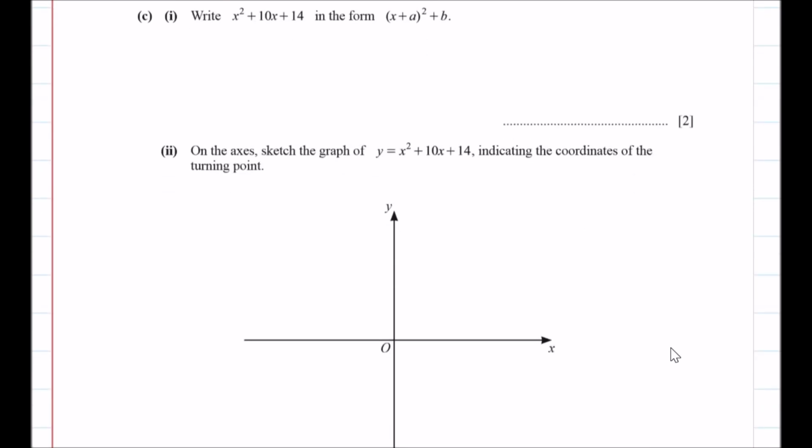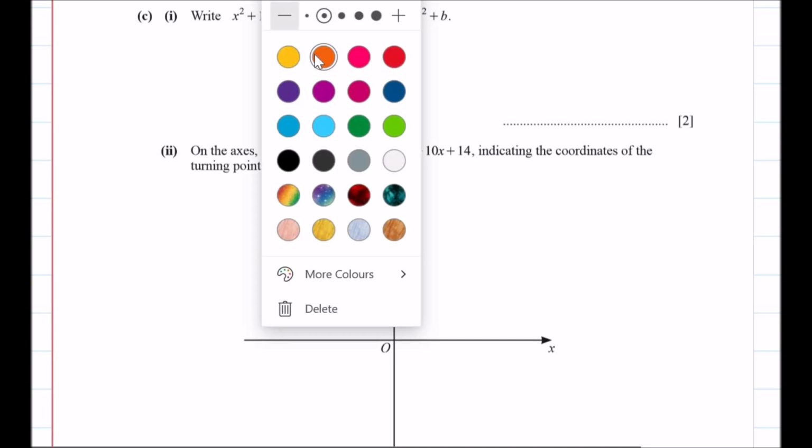Okay, next part. C1. Write x square plus 10x plus 14 in the form (x plus a) whole square plus b. That means we have to write it in completing the square form. I have already made one video and shared it with you all. If you are not aware how to complete the square, then you can watch that video. I'll be putting the link of that video in the description for this video. Okay, so let us see what we do.